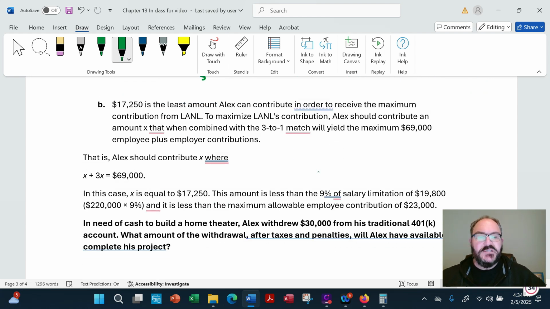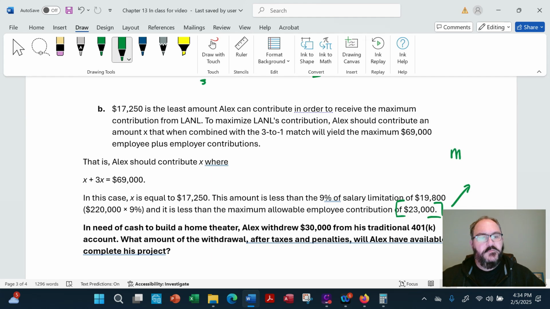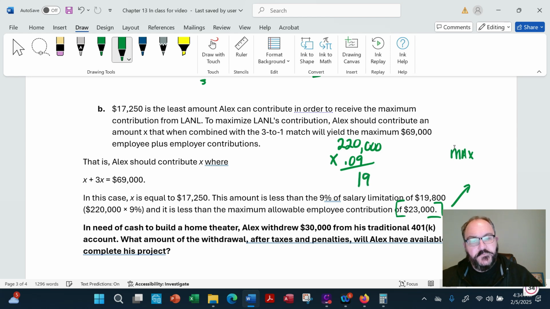So the problem is here, the maximum allowable is $23,000. Okay, that's the max. That's the maximum that you can put in by law. Now they said he makes $220,000, and it's limited to 9% of his salary, times 0.09, right? So this winds up with $19,800. So 9% is the maximum, right?